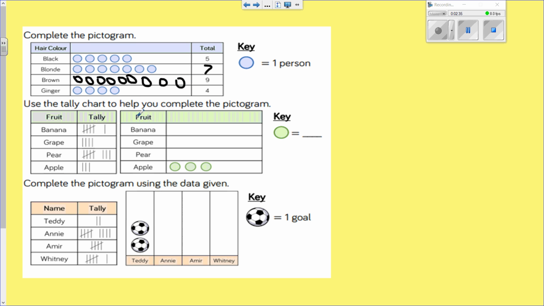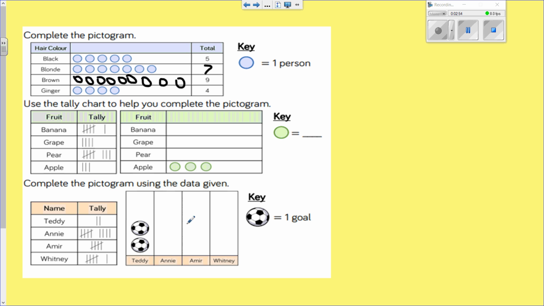This middle one, if you wanted to stop and have a go at completing that one, you could now. So you could pause the video and you need to complete the pictogram to show the fruit here. So this is the fruit that people said they liked. 6 bananas, 4 grapes, and you can see the apples. They've already done one for you, 3 apples.